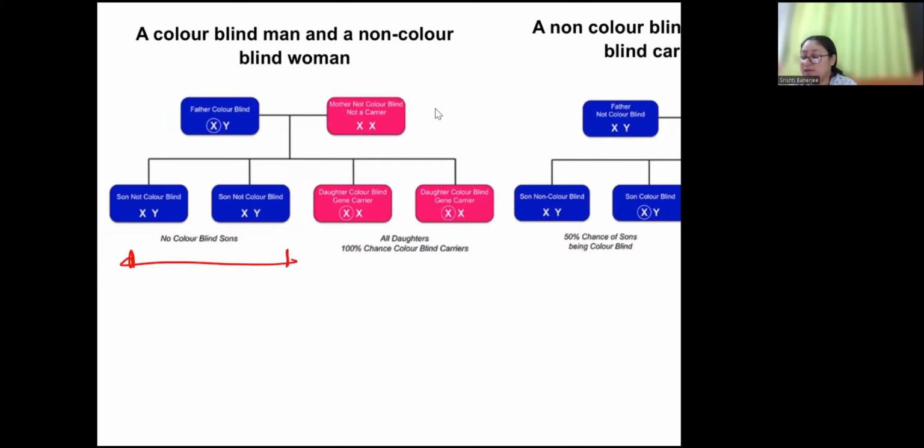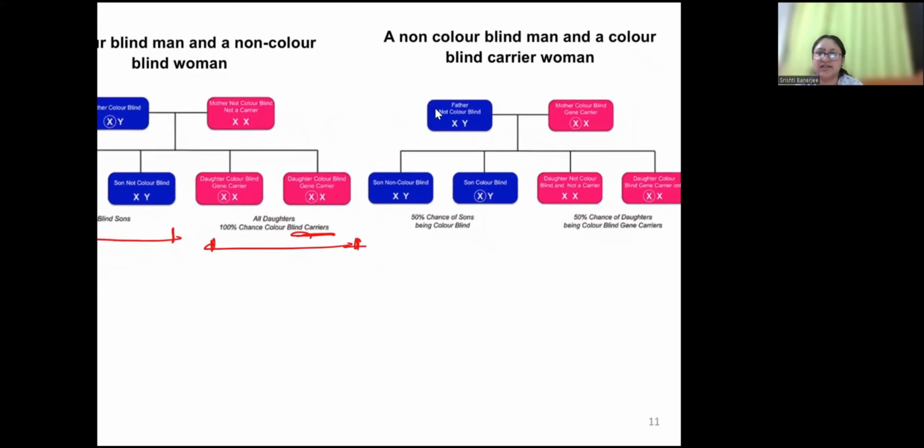But yes, if that man transmits that X carrier, like the X gene, to any of the daughters, all the daughters will have 100% chance of being carriers, not affected. 100% chance of being colorblind carriers. And when they again mate with someone, this same scenario will happen. So what scenario will happen?